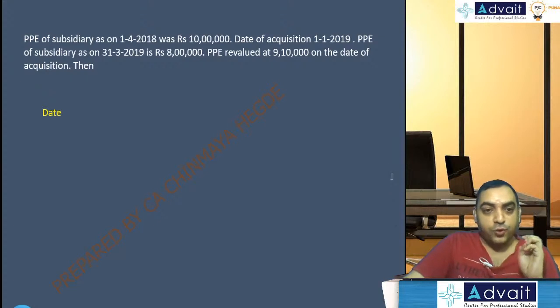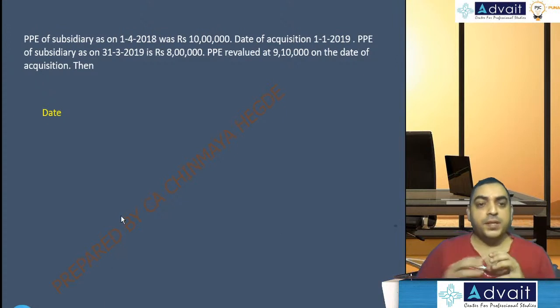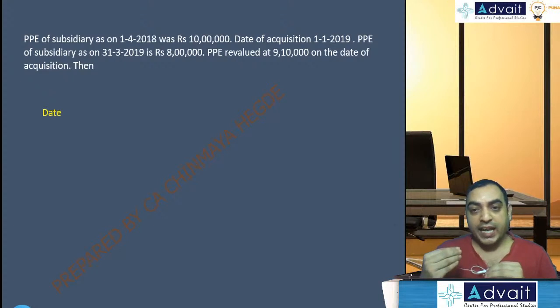Okay. I would like to solve this question quickly. PP of subsidiary on 1/4/2018 was 10 lakh. Date of acquisition 1/1/2019. PP of subsidiary on 31st March 2019 is 8 lakh. PP is revalued at 9 lakh 10,000 on the date of acquisition. Okay, let me do it.